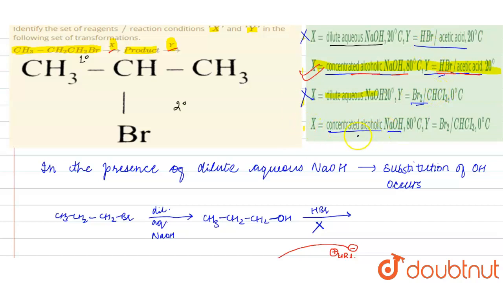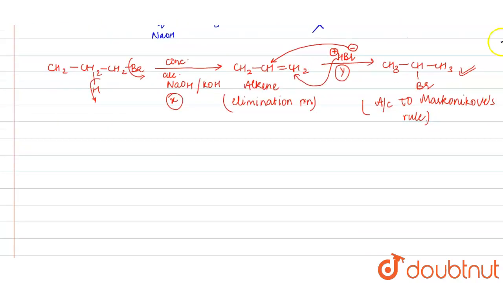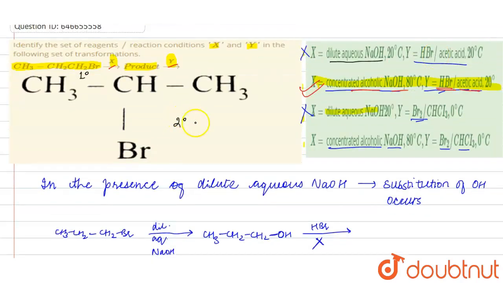Okay. Concentrated alcoholic NaOH, yes. And Br2, see, when concentrated alcoholic NaOH reacts with this compound, alkene is formed. Okay. And when this alkene reacts with Br2 in the presence of CHCl3, chloroform, anti-addition of Br occurs. Here addition of two Br atoms occurs, and here our product is having only one Br, not two Brs. So this cannot be our answer also. So this is your answer, B option.